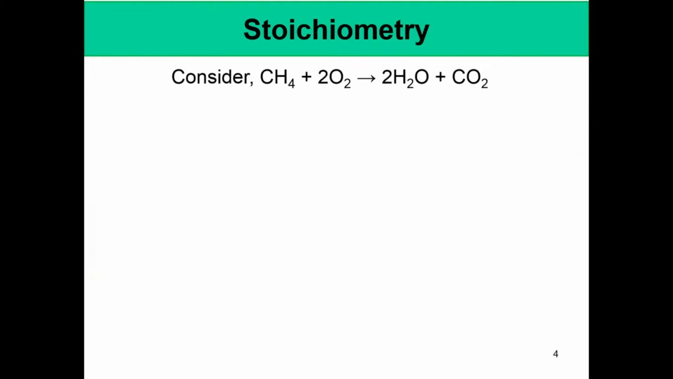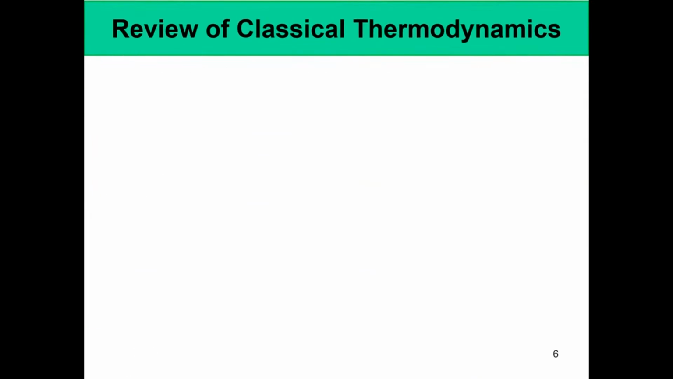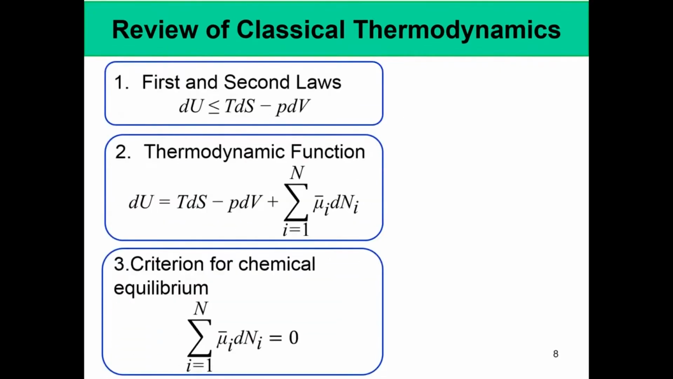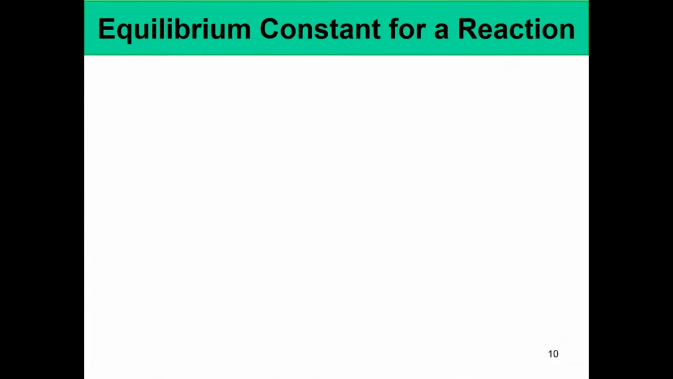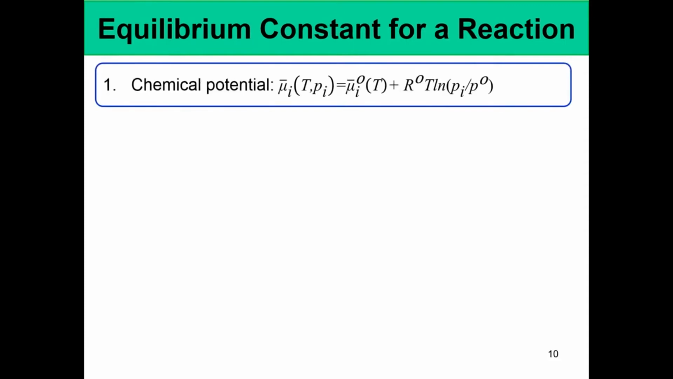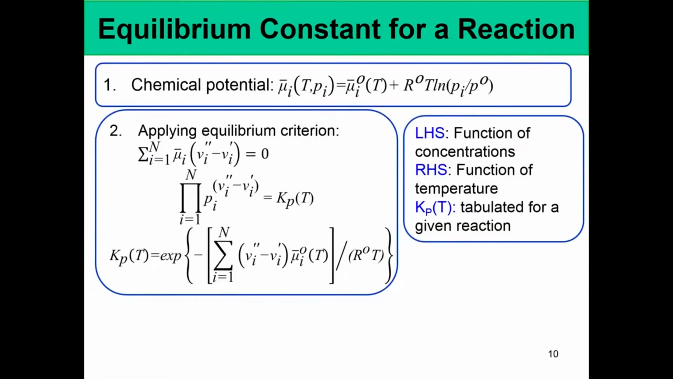And then we talked about practical reactants, stoichiometry and postulates, and we derived the Gibbs free energy, the equilibrium condition in terms of Gibbs free energy, the criteria for chemical equilibrium, and element conservation. Then we obtained the chemical potential, and we derived the equilibrium constant Kp, which is given by this formula.